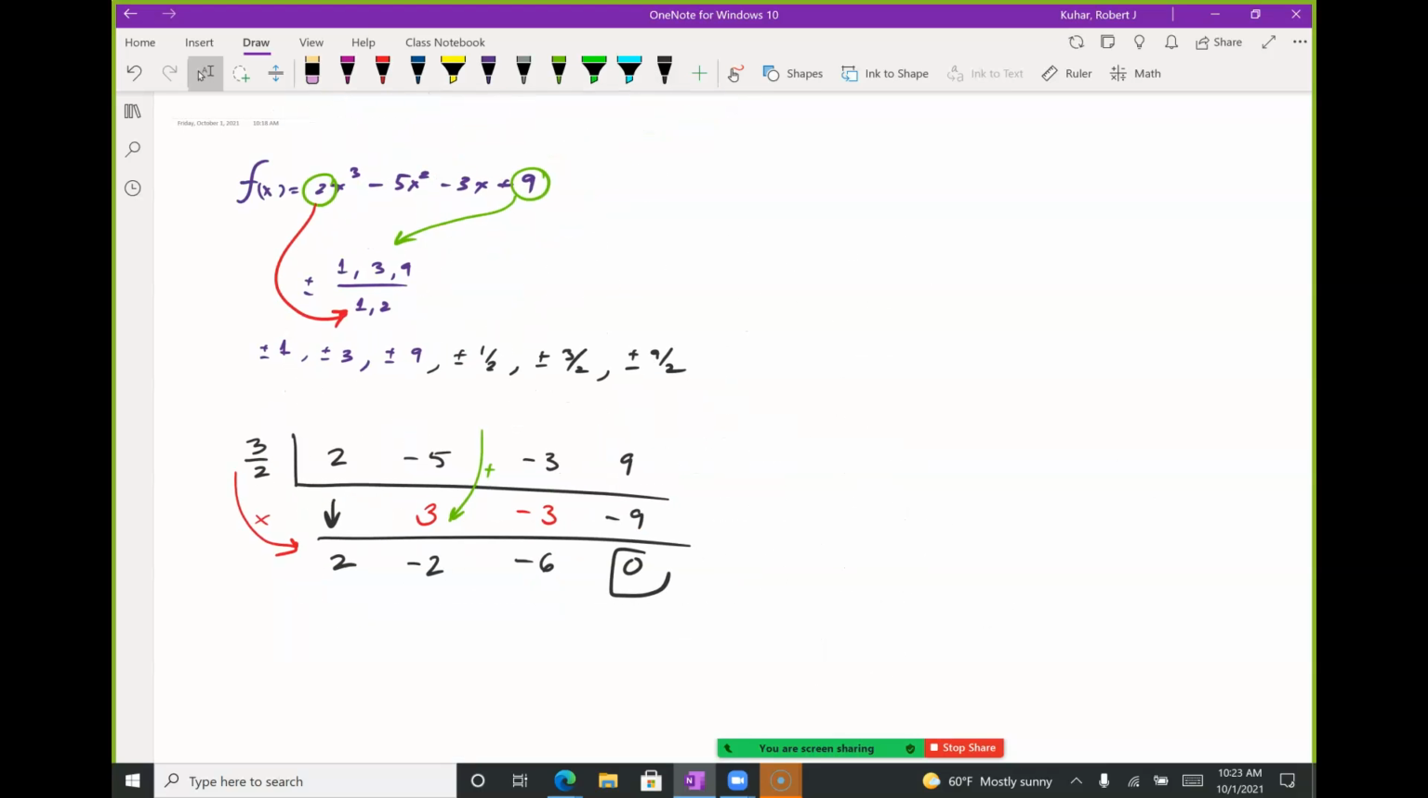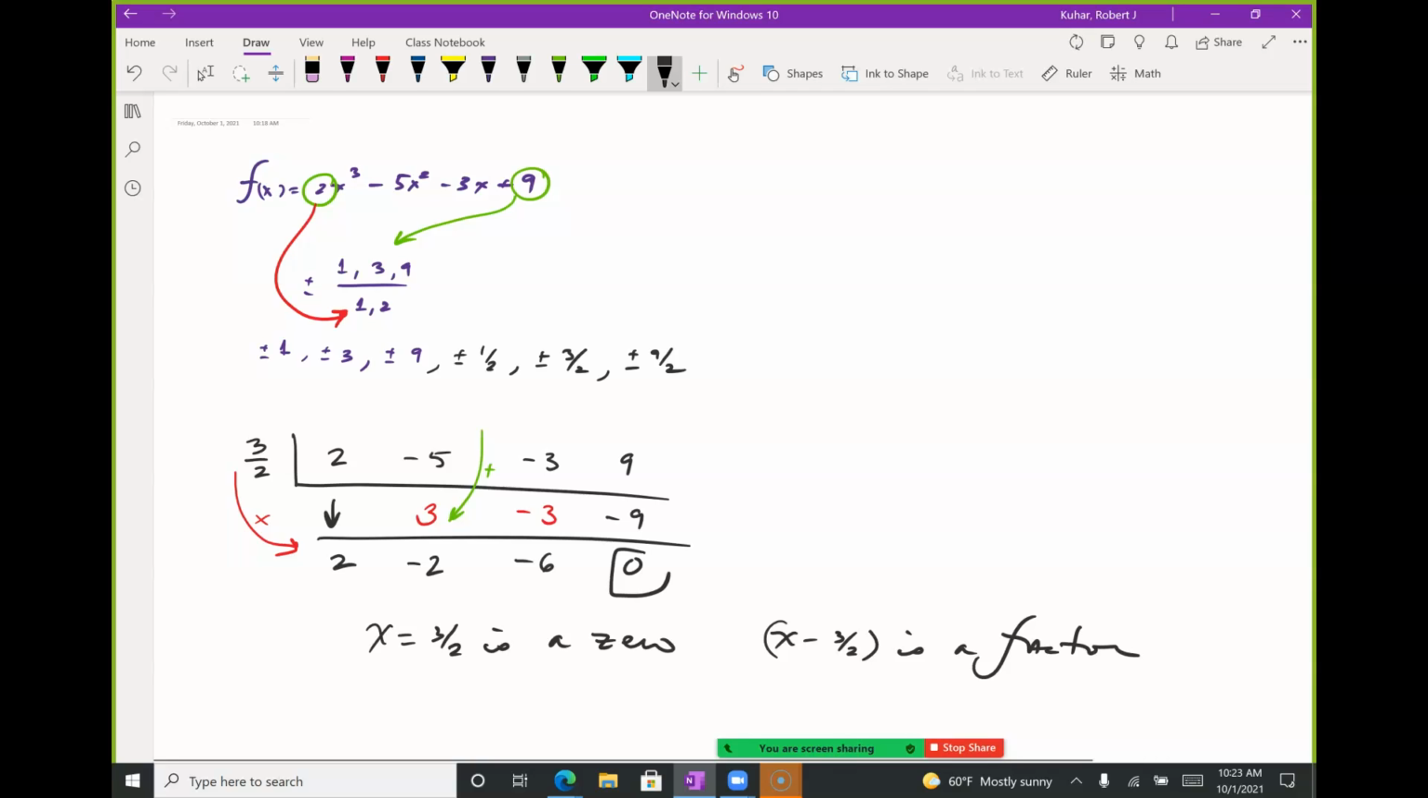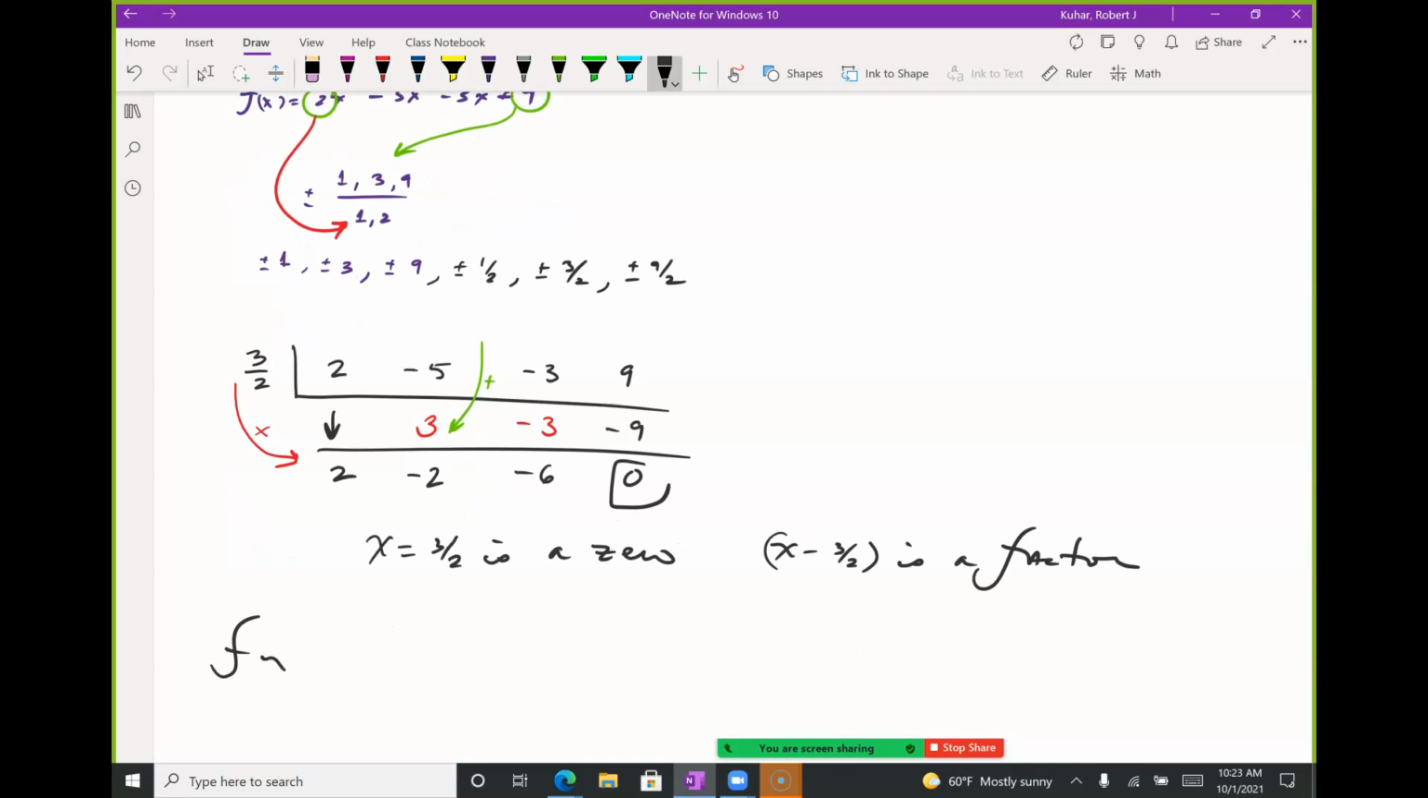So now, since x equals 3 halves is a 0, x minus 3 halves is a factor. And f of x now can be written as x minus 3 halves times what's left over, my quotient, my depressed equation, 2x squared minus 2x minus 6.